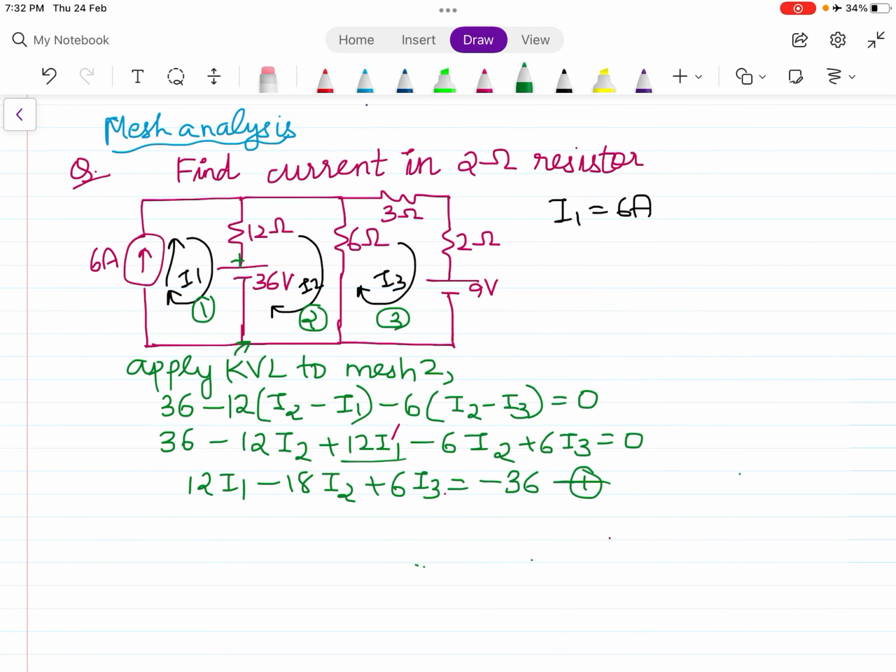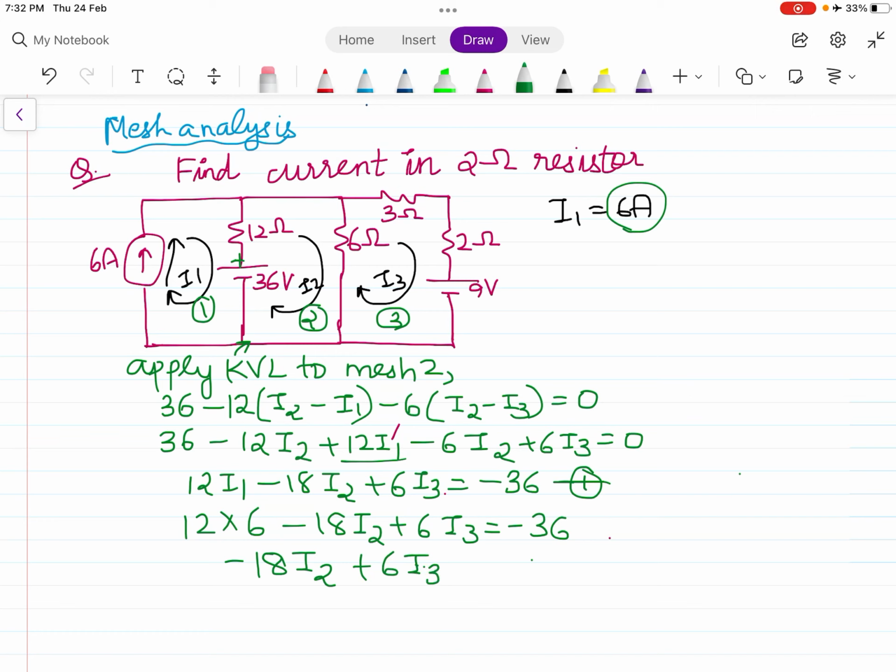So this is not equation number 1. I1 is given as 6 ampere. So 12 into 6 minus 18 I2 plus 6 I3 equal to minus 36. So minus 18 I2 plus 6 I3 equal to minus 108. This is equation number 1.